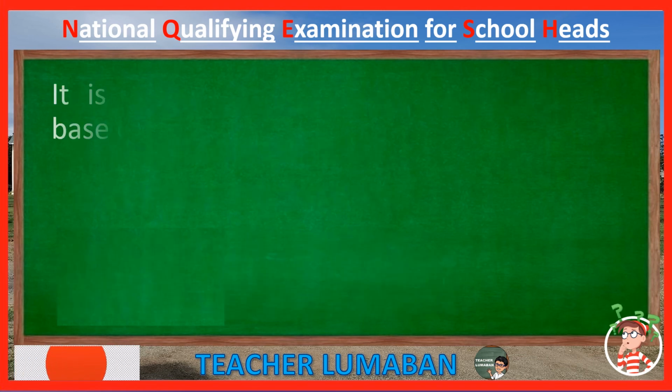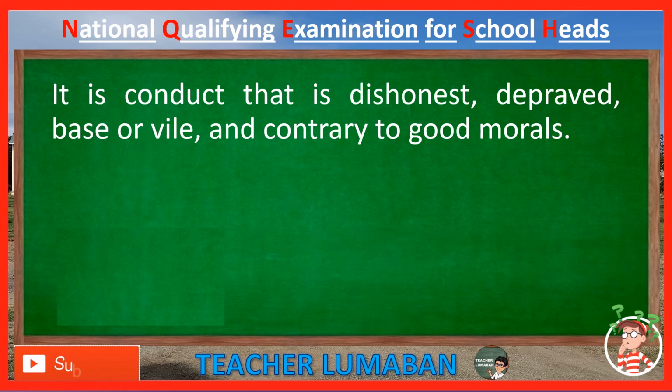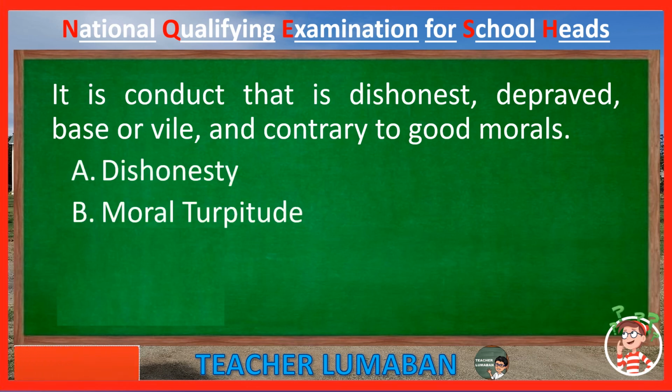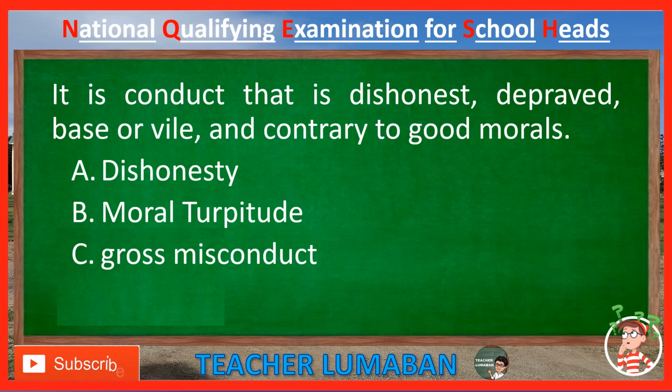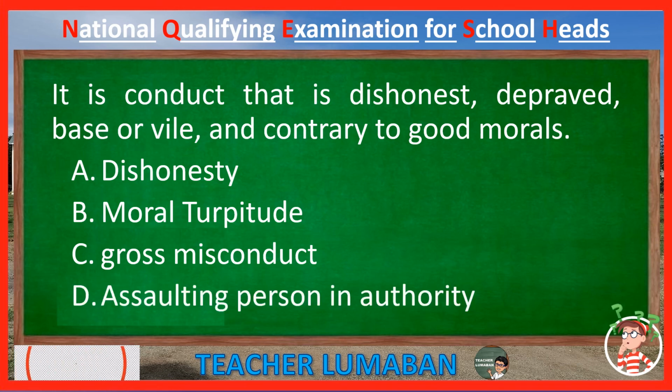It is conduct that is dishonest, depraved, base, or vile, and contrary to good morals. Letter A. Dishonesty. Letter B. Moral turpitude. Letter C. Gross misconduct. Letter D. Assaulting person in authority. Choose the suitable answer based on the given choices in 5 seconds.